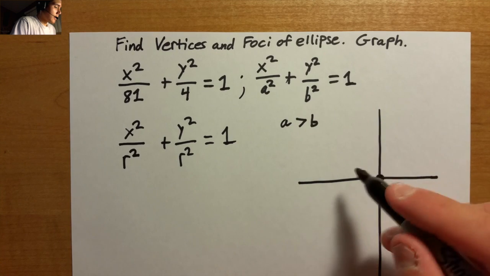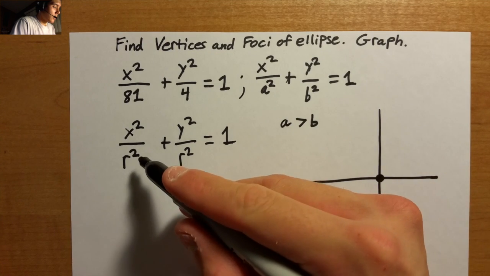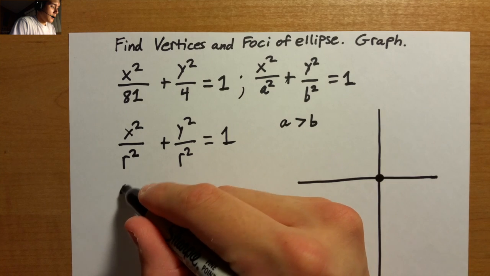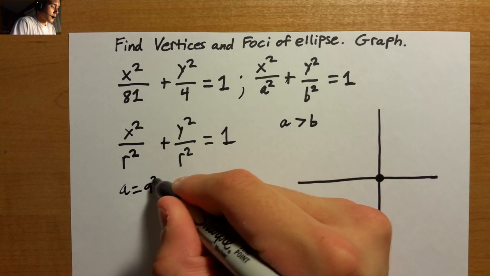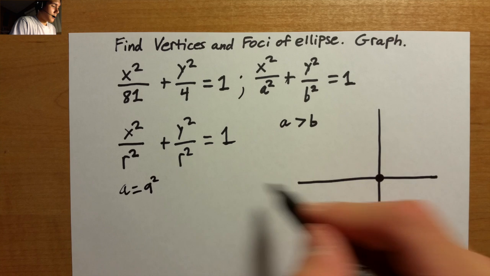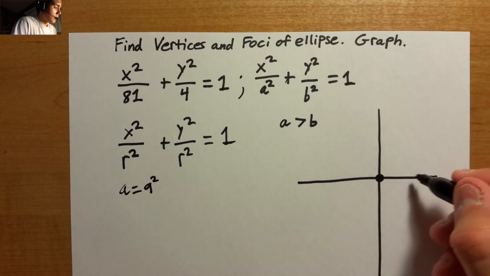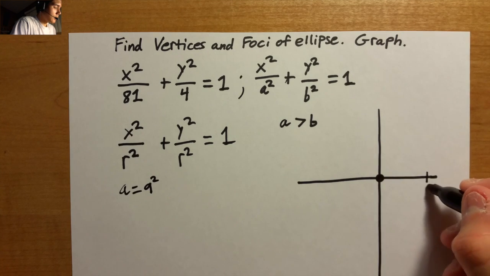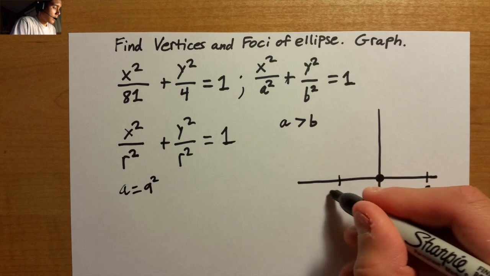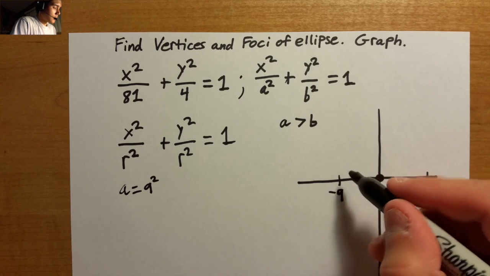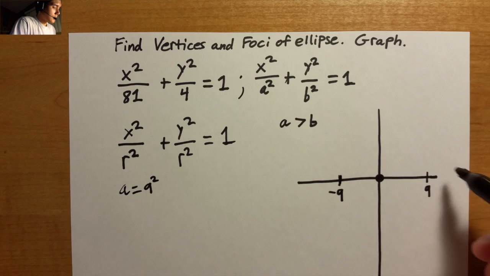So start off with the x. Since it's r squared, the a is going to be 9 squared. So it's going to be 9 on both sides. So right out to here, 9. Right out to here, -9. So this is our major axis.